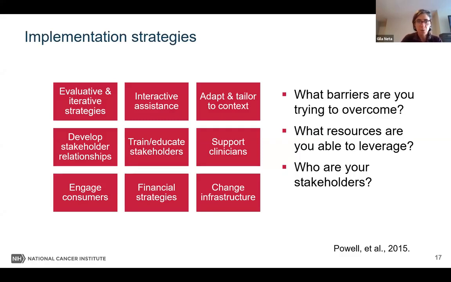So strategies to support the fidelity as well as inform how to most effectively adapt those interventions and implementation efforts to fit within a given context. So how would you select those? It will depend on the barriers you're trying to overcome and understanding those barriers, understanding how to overcome those barriers with what resources you're able to leverage, and considering who are your stakeholders.